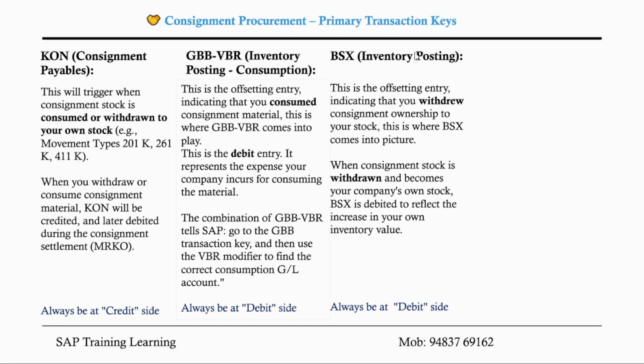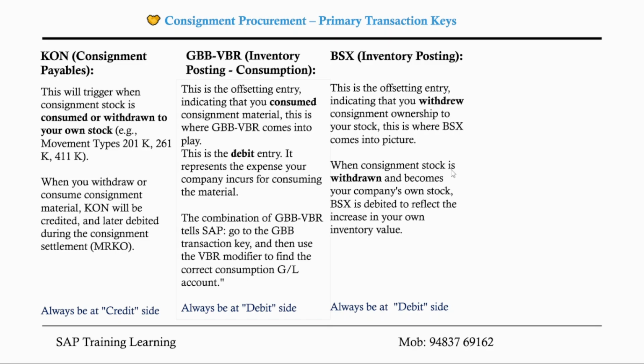When I'm talking about my inventory, in the whole SAP system, this is the only transaction key that will be affected: BSX. Inventory posting happens in BSX. Inventory consumption happens in GBB VBR. Consignment happens in KON. So now, when I withdraw the consignment ownership to my stock, my stock gets increased, right? This is where BSX comes into the picture.